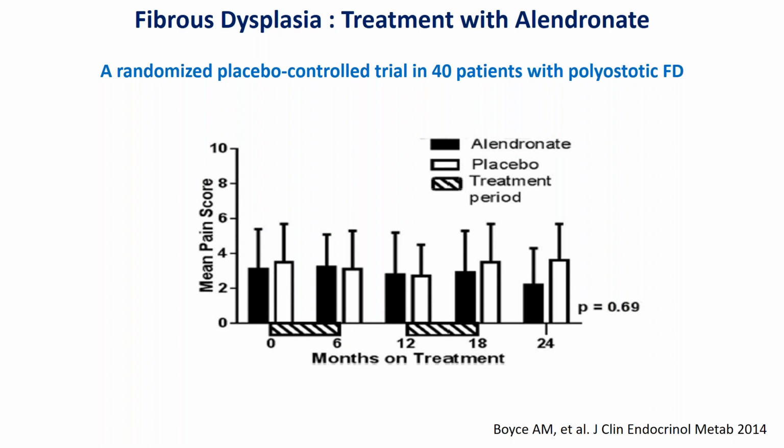If you look at the mean pain score, you can see that there's absolutely no difference between the Alendronate group and the placebo group. One can argue that the mean baseline value of bone pain was low, around 3 on a scale of 10.